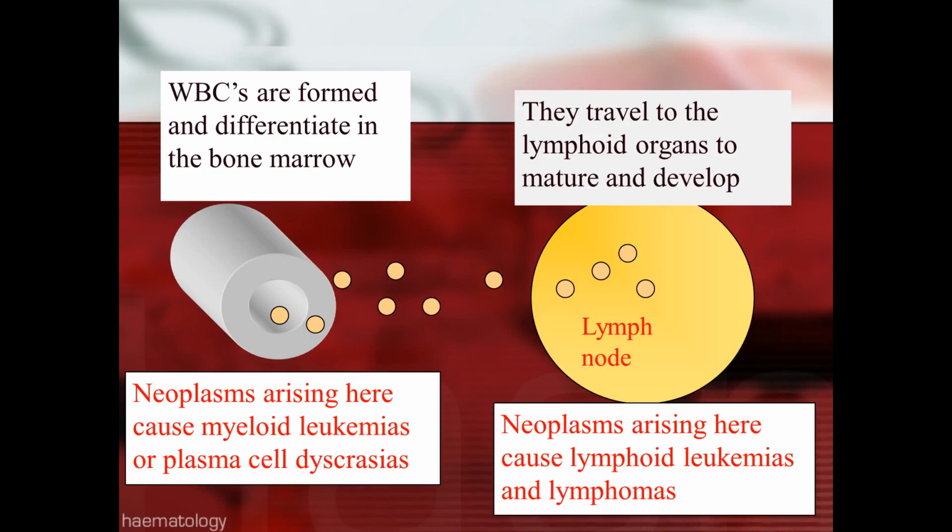So white blood cells are actually formed in the marrow, and they differentiate in the marrow. And then they travel to the lymphoid organs where they become mature, and they develop. And what we see is typically cancers or neoplasms that arise through either the method of traveling or once they get into the lymph nodes. Then we have the lymphoid leukemias and lymphomas. Okay?